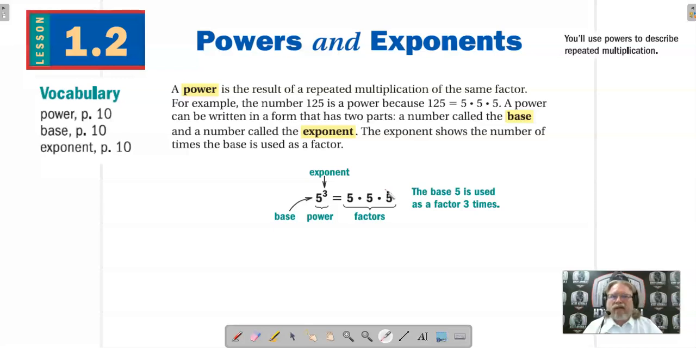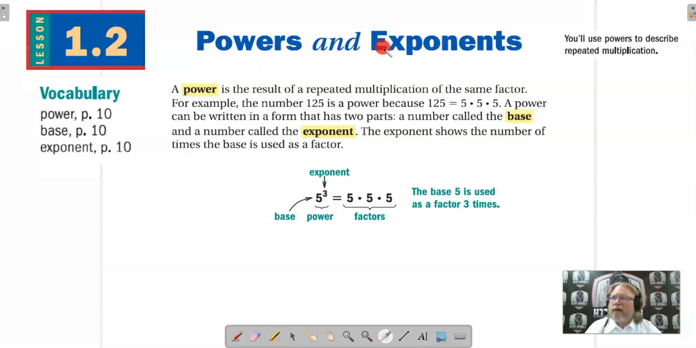Hello. This video is for Chapter 1, Lesson 2 of the text that's provided on the class webpage. You can find that on the class webpage on the tab that says Textbook. You can find that there. So this is titled Powers and Exponents.